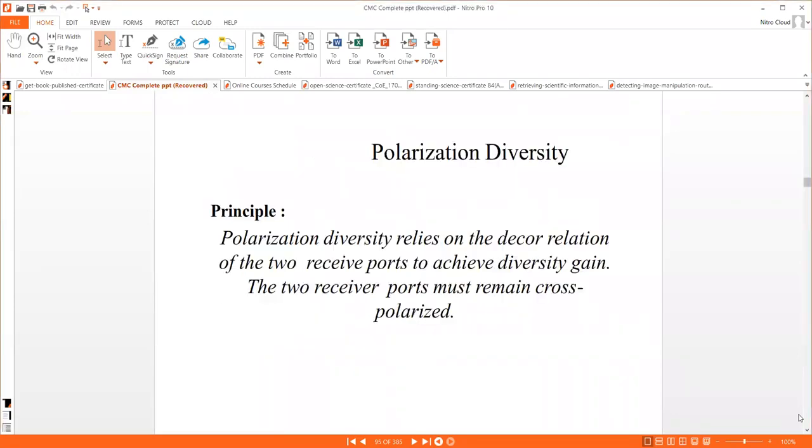Now, what is polarization diversity? We might have heard this word so many times in the examination papers also. Polarization diversity mainly depends upon the decorrelation of the two receive ports to achieve diversity gain. These two receiver ports must remain cross-polarized. This is a simple concept. It completely depends upon two receive ports to achieve diversity gain, and these are cross-polarized.